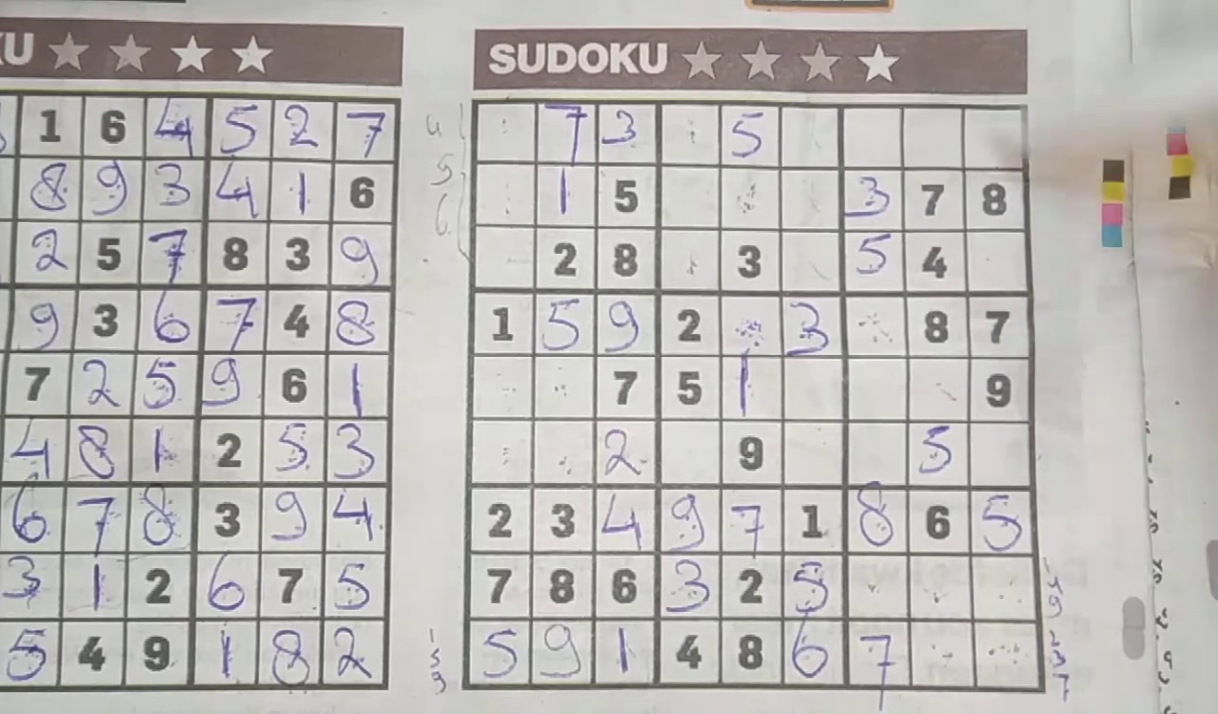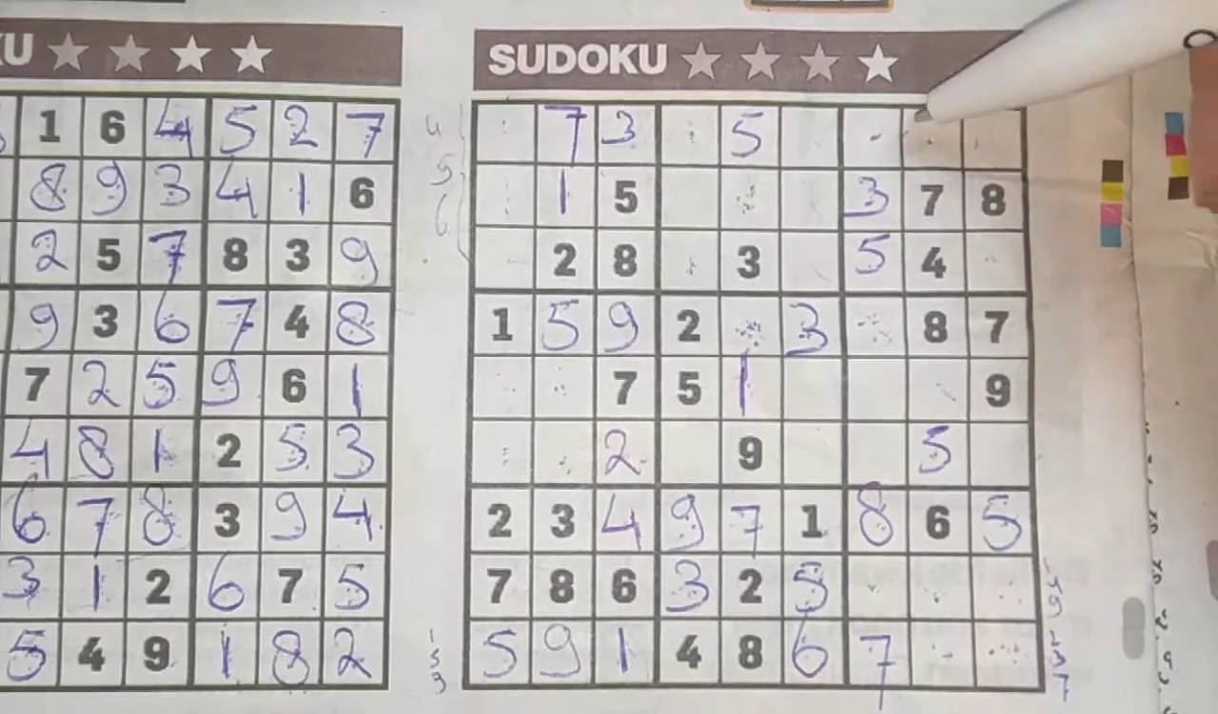I see here 9. In this big square, the 9 is missing. We have a 9 there, so no 9 in these 2 boxes, so the 9 could be here or could be there.